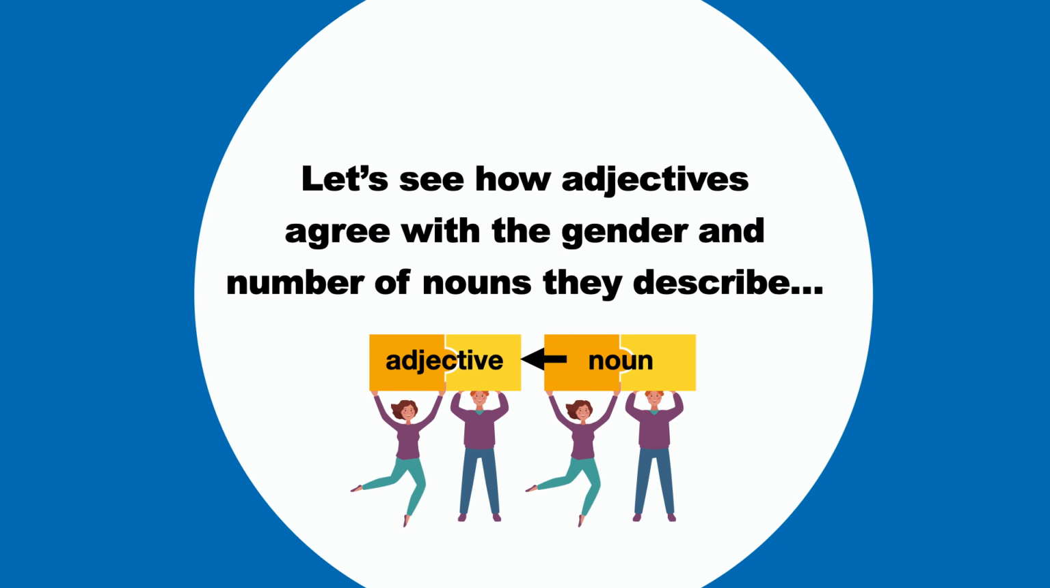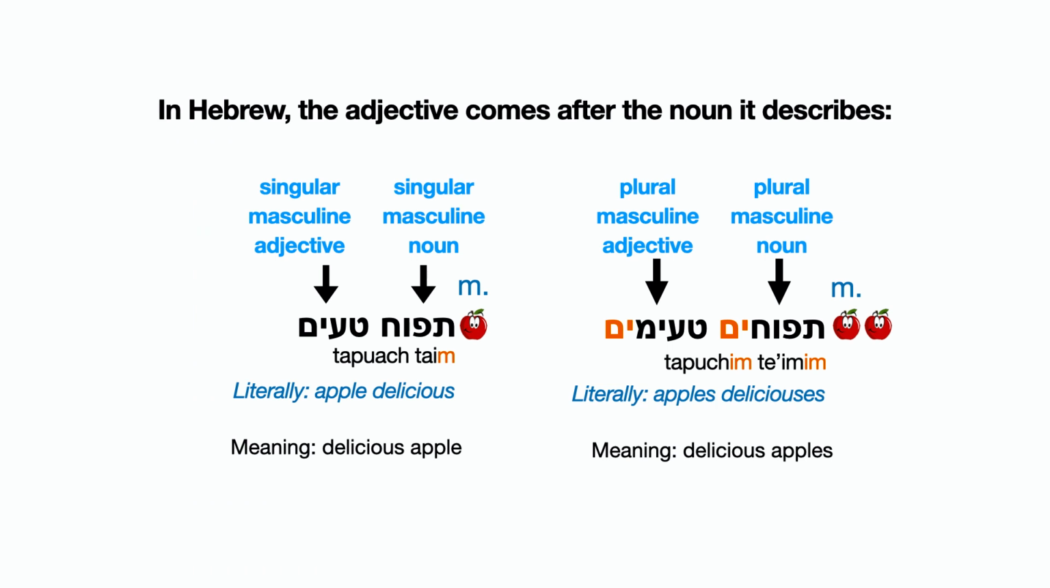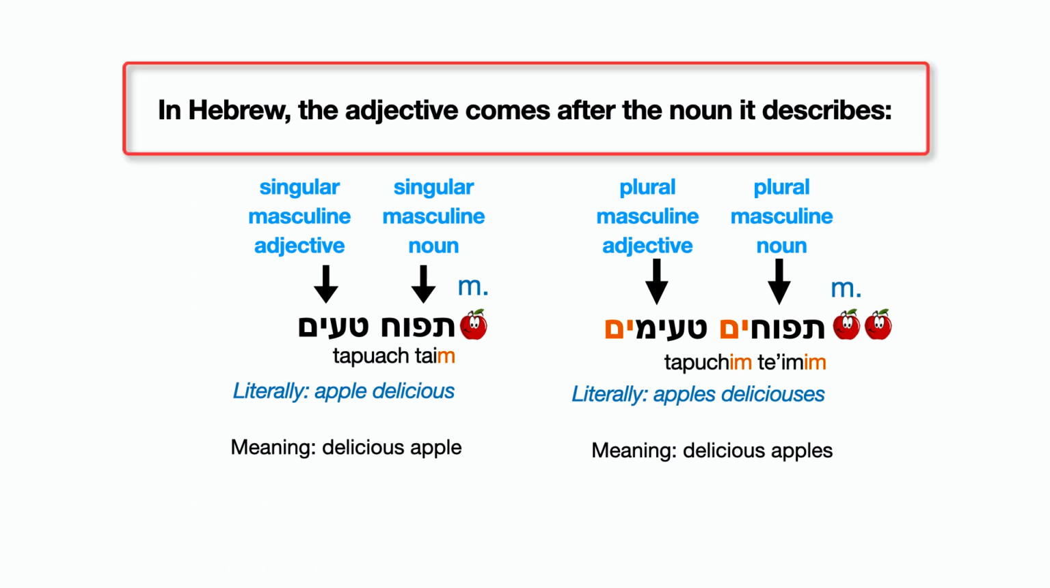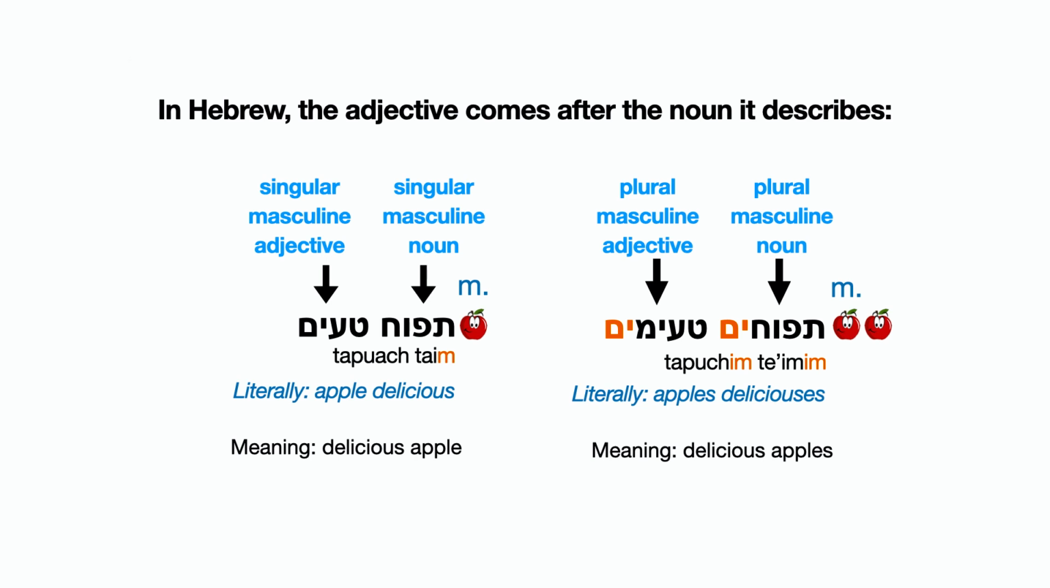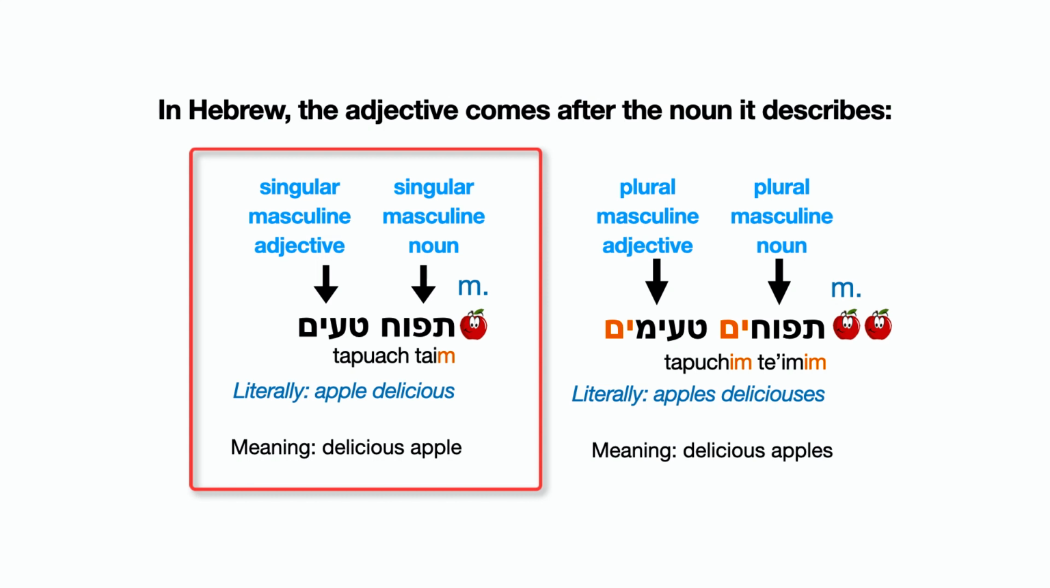Okay, now let's see how adjectives agree with the gender and the number of nouns that they describe. In Hebrew, the adjective comes after the noun it describes. So to say delicious apple, okay, in English we say the adjective first before the noun that it describes, delicious apple. In Hebrew, it's the reverse. It's apple delicious. So to say delicious apple, we say tapuach ta'im.